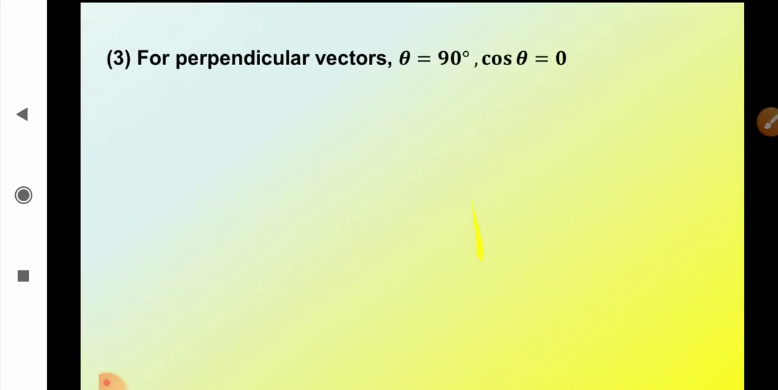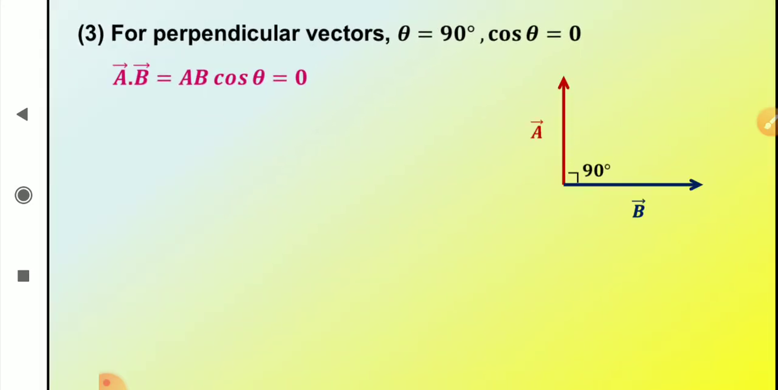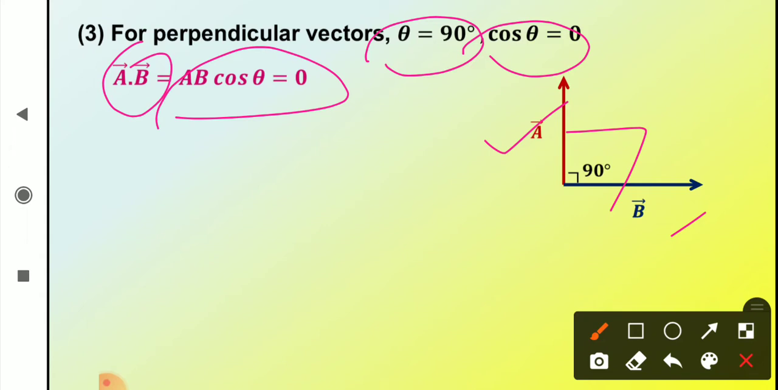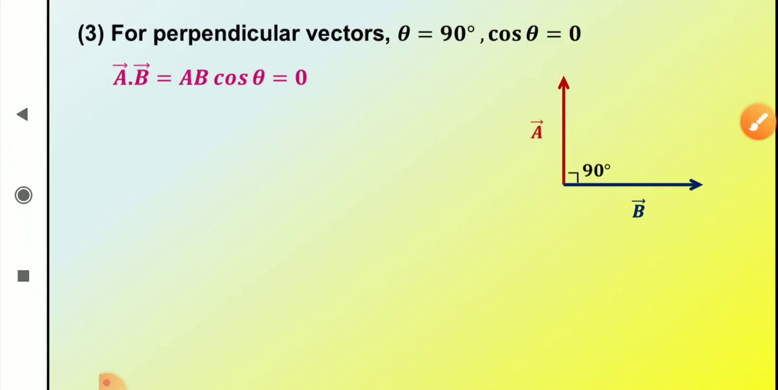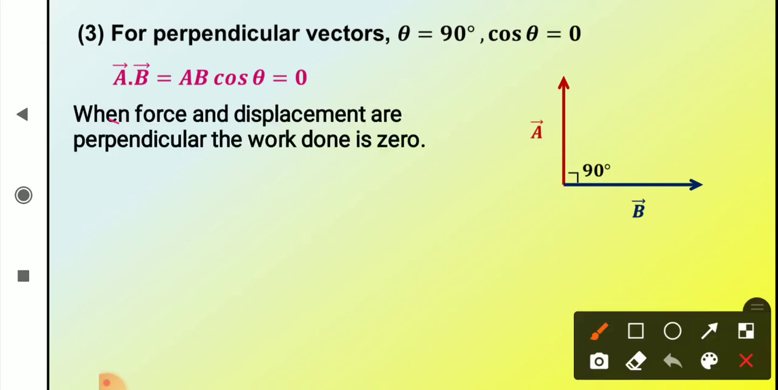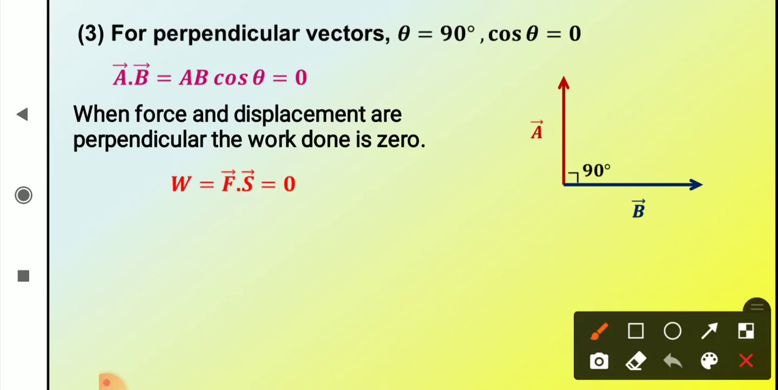Now what if the vectors are perpendicular? Look at it. The value of theta is 90 degree and cos 90 is 0. We have taken two vectors perpendicular with the angle between them as 90, and then you can see that A dot B is equal to AB cos theta is equal to 0. That means the scalar product or dot product of perpendicular vectors is 0. And when force and displacement are perpendicular to each other, the work done must be 0. Here, the same relation, F dot S is equal to 0.